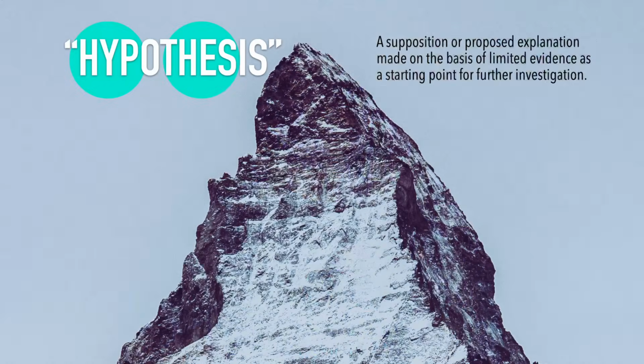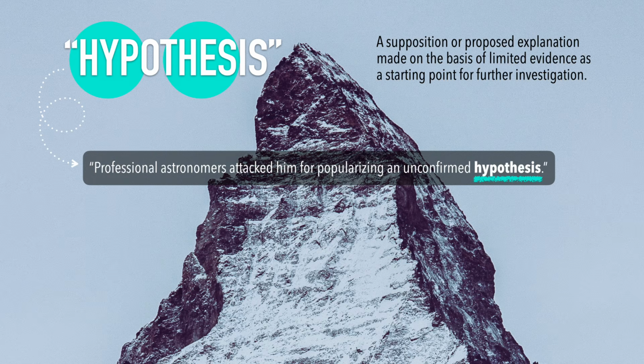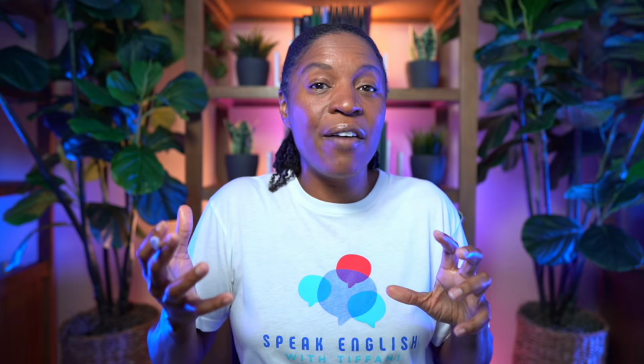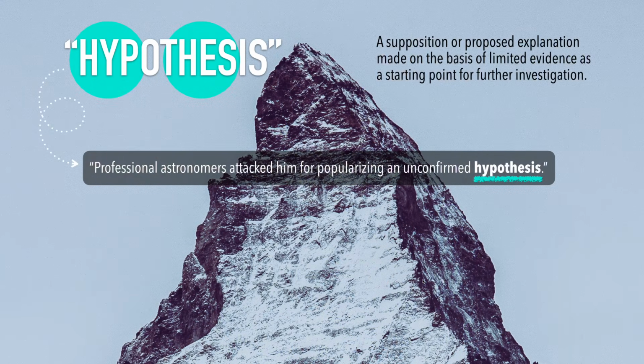All right. So here's the first example sentence using this term. Professional astronomers attacked him for popularizing an unconfirmed hypothesis. So this individual, he popularized this supposition. It wasn't supported by enough evidence, but because of this individual, it actually started to get popular. So once again, professional astronomers attacked him for popularizing an unconfirmed hypothesis.